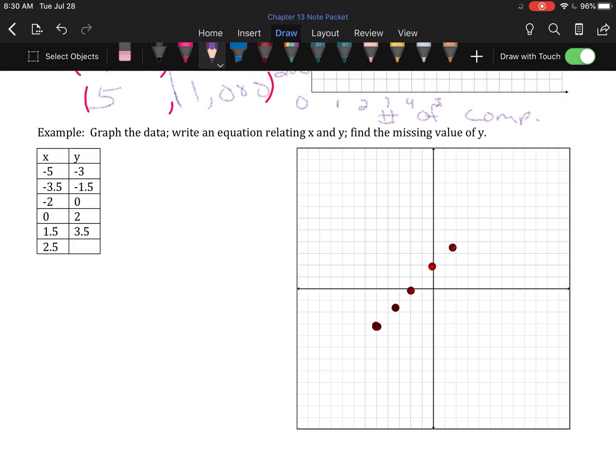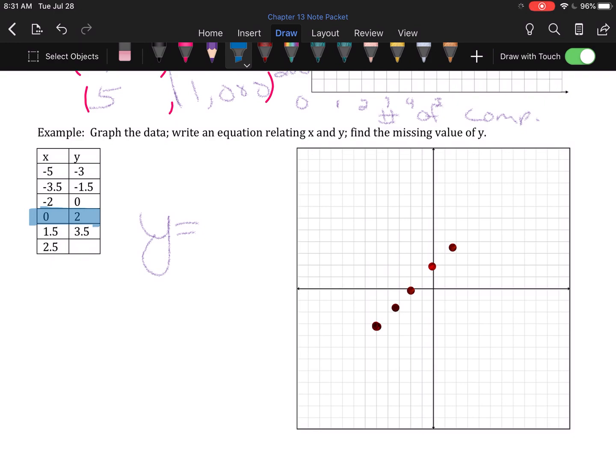Write an equation relating x and y. So we did this last chapter. We said y equals and then something with x. The question is, how are these x values becoming the y values? Well, I'm going to pick something with easy numbers to work with, which means I don't want decimals if I can avoid them. I don't want negative numbers if I can avoid them. And I only have one block here that gives me that possibility, 0, 2.